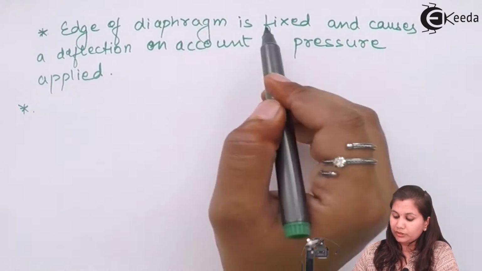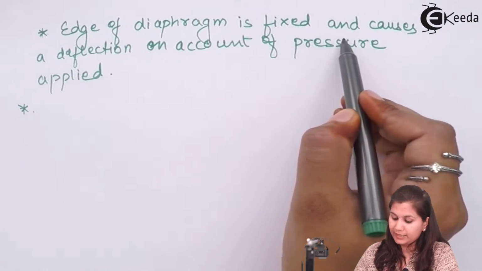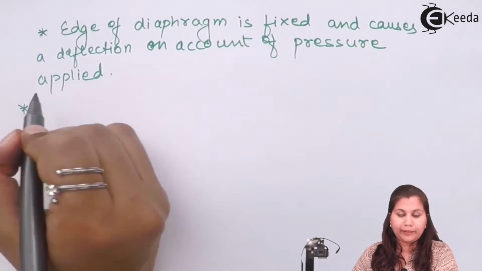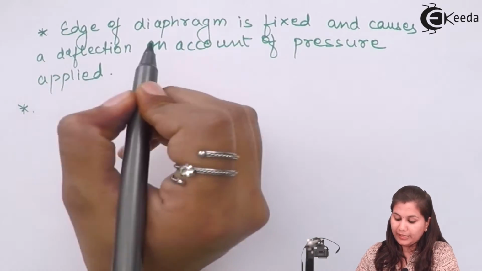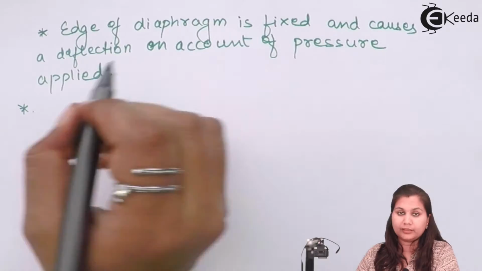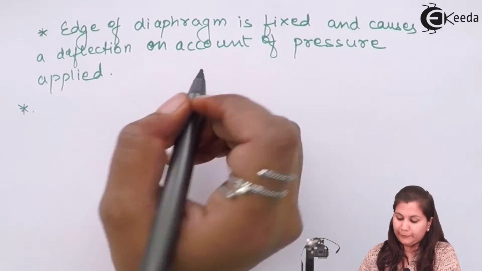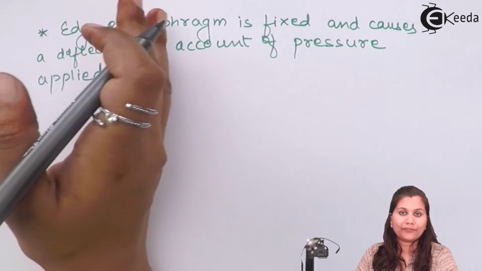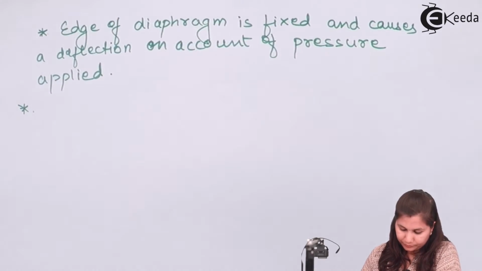So the edges of the diaphragm are rigidly fixed, and the diaphragm deflects on account of the applied pressure. And this deflection can be measured to determine the applied pressure P. So in this way, pressure is measured by measuring the deflection of the diaphragm.